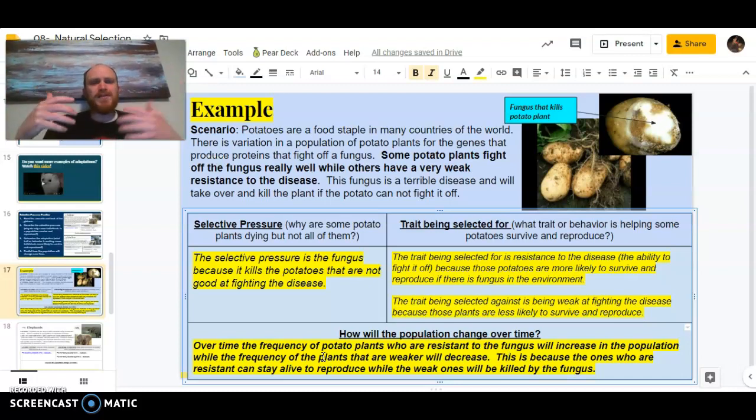And the ones that are weak died. They didn't reproduce. They were killed by the fungus, or more likely to be killed by the fungus. And so there will be fewer of those weak fungus-fighting genes left in the population. So over time, you can see how some traits will decrease, the weakness will decrease, and the strength of being able to fight off the disease would increase in the population over time.